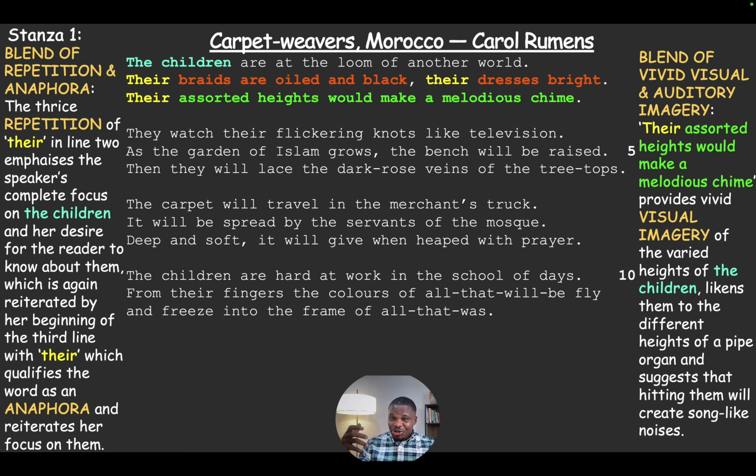So it tells you that the children are taken from varied age groups and then taught how to make carpets, which is quite phenomenal. It shows that they are not being selective, or some of them are not being excluded because of their height or lack of height.